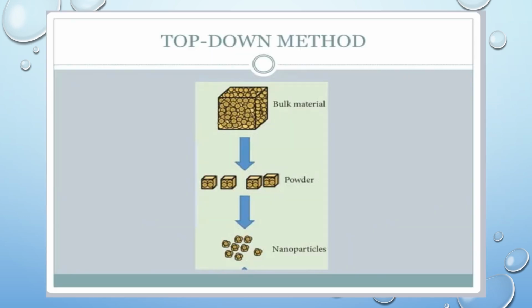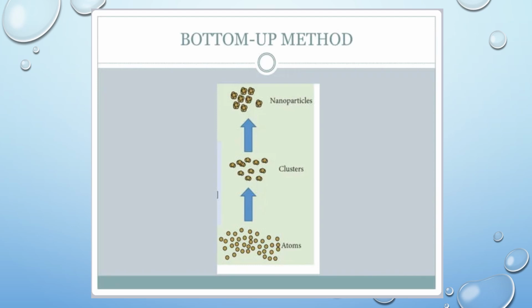The figure shows the synthesis of nanostructured materials by the top-down method. In the top-down method, the bulk solids are broken into finer pieces until the particles are in the order of nanometers. This figure shows the synthesis of nanostructured materials by the bottom-up method. In the bottom-up approach, the nanostructured materials are synthesized by assembling the atoms or molecules together to form the nanomaterials.